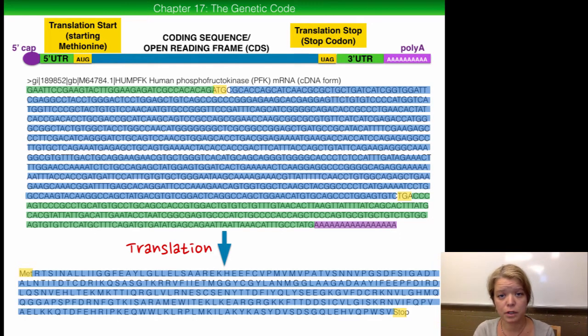However, the codons in blue, as translated from the ATG in triplets, will all be translated into protein until the first stop codon is encountered, and that area of the mRNA is referred to as the CDS, the coding sequence, or the open reading frame.